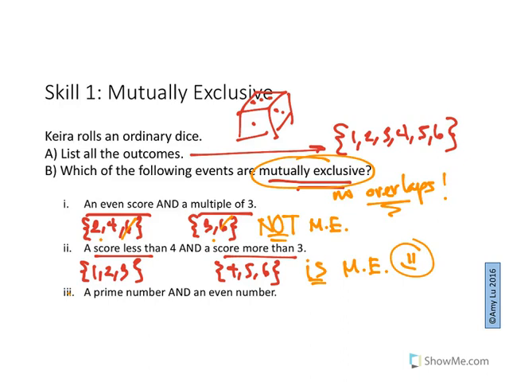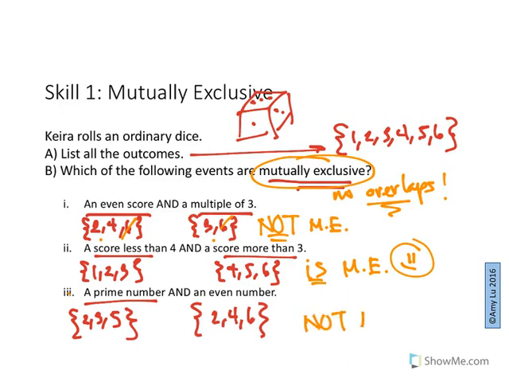Okay, so let's do this together. A prime number and an even number. So a prime number, 2, 3, 5. And an even number, 2, 4, and 6. Is this mutually exclusive? No, it's not mutually exclusive because the 2 overlaps.